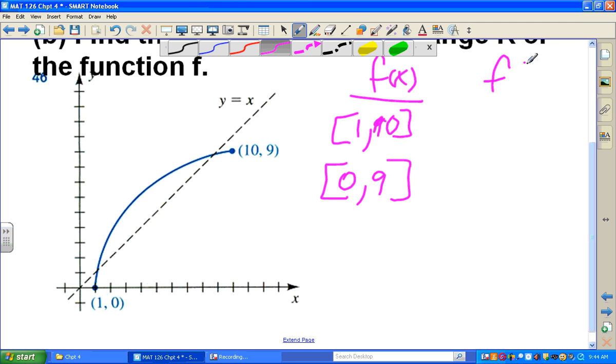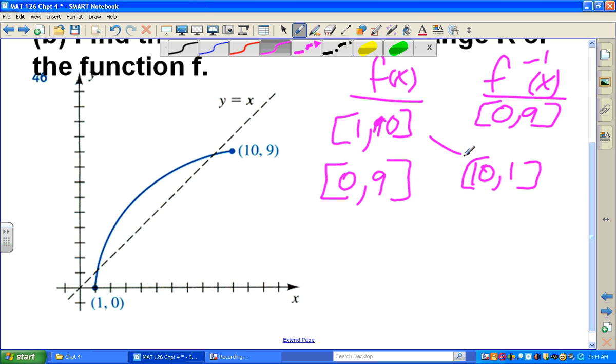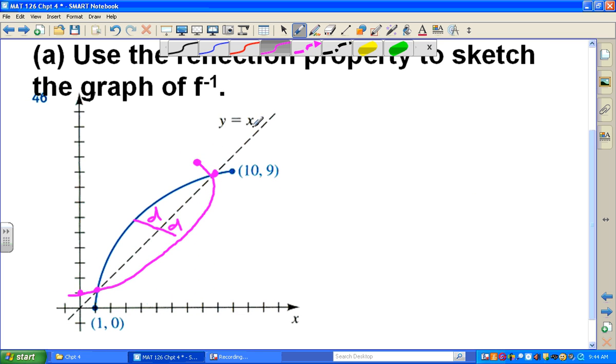The inverse. What's the domain? 0 to 9. And what's the range? 10 to 1. Oh, 1 to 10. Somebody up here said 10 to 1. It's 1 to 10. You always go in ascending order. Okay? And is that true on the picture I made? So the domain went from 0 to 9, and the range went from 1 to 10. So it matches up. Very nice.